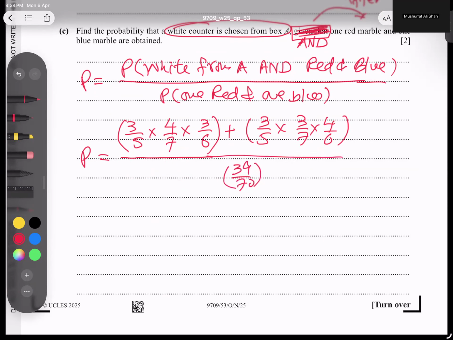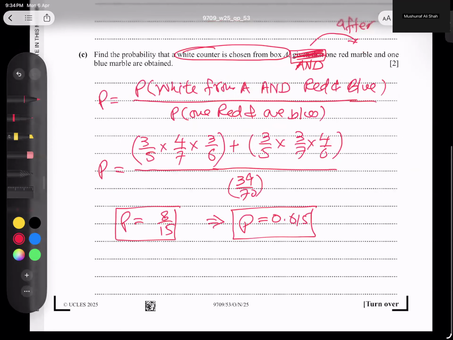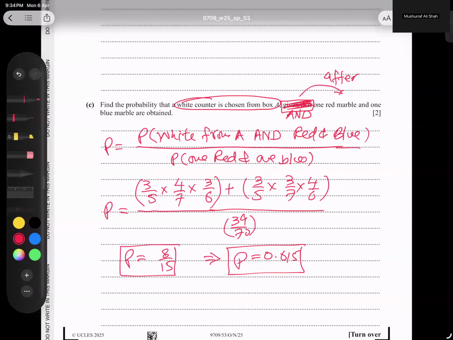Now if I check it in the calculator, 3 by 5, 4 by 7, 3 by 6, plus 3 by 5, 3 by 7, 4 by 6. The answer turns out to be 8 by 13 in fraction form, and in decimal form it is 0.615. I hope the concept of the question is completely clear. This is a correction, students, not 8 by 15, I had not seen properly. It is 8 by 13. I hope the point is clear.